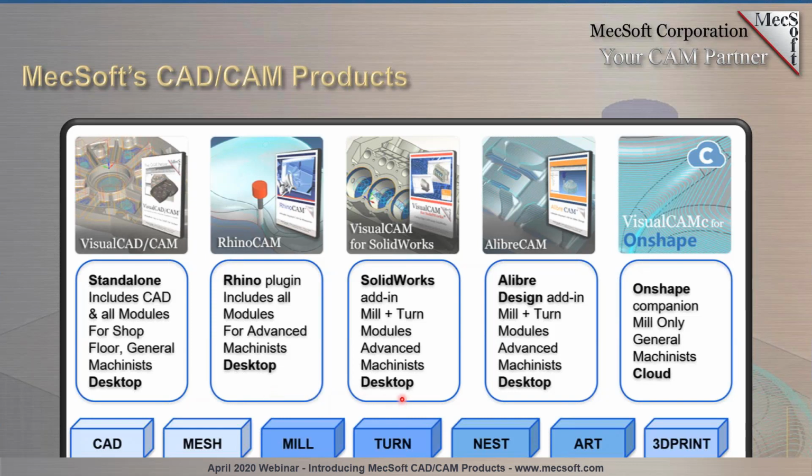Similarly, we have Visual CAM for Solidworks, which is a completely integrated solution inside of Solidworks. Includes mill and turn module. It is desktop and again used for advanced machinists. We also have a plugin for a Libra design. Includes the mill and turn modules for machinists, a desktop product as well. Now our cloud-based solution, which is integrated with Onshape, is something that we released a few years ago, which is also available for you to use. It includes just the mill module as of now.